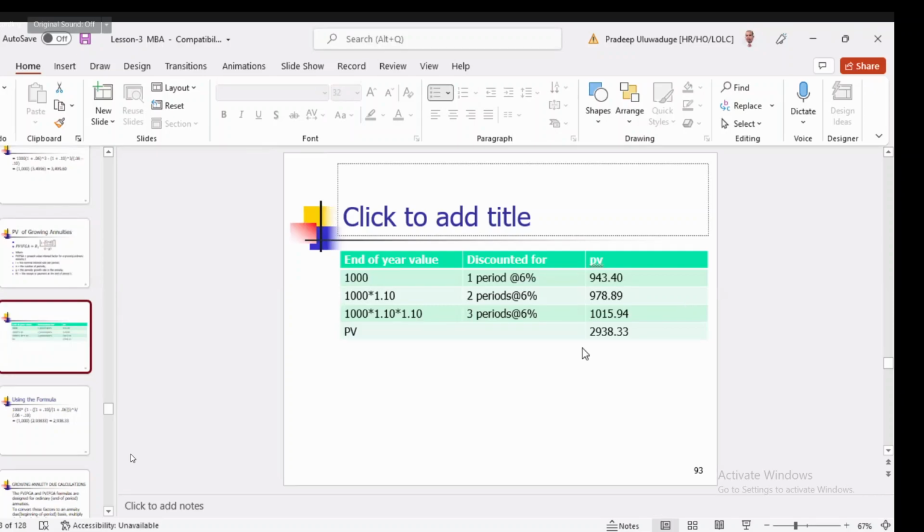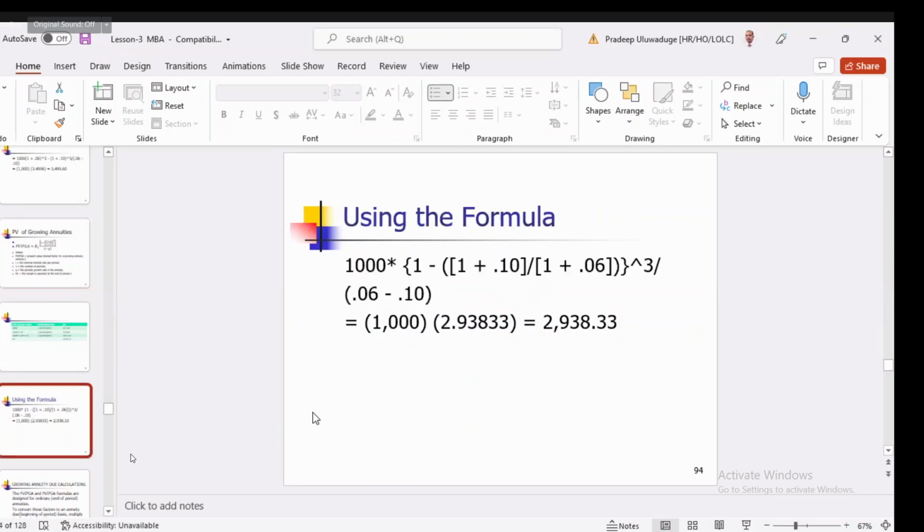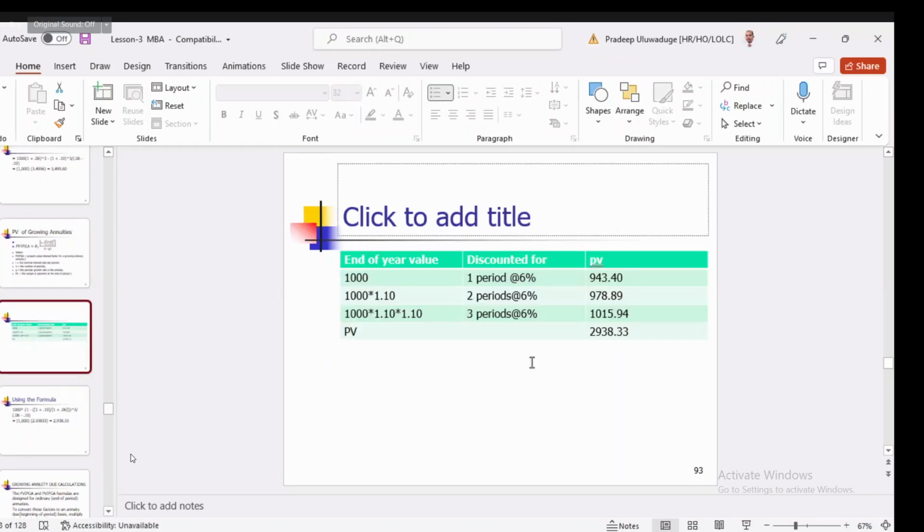And we can use this formula to calculate the same. 1,000 is the first payment, 1 minus (1 plus the growth rate divided by 1 plus r) to the power n, which is 3, divided by 0.06 minus 0.10. This will give you 2,938 and 33 cents, as we calculated on a year by year, figure by figure basis, right?